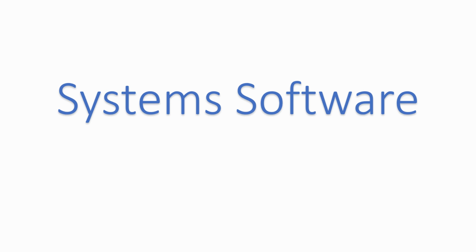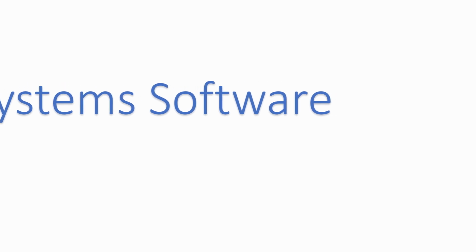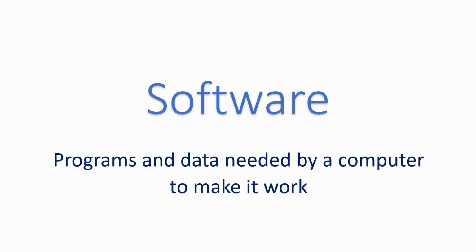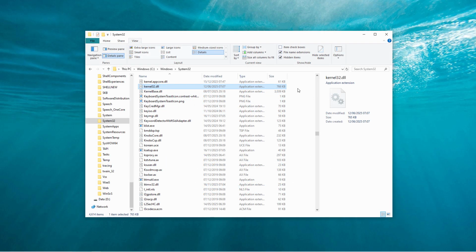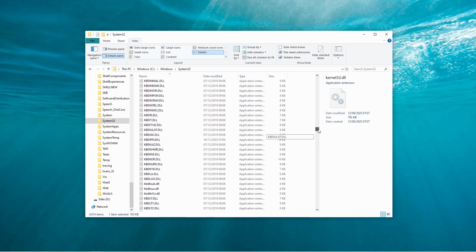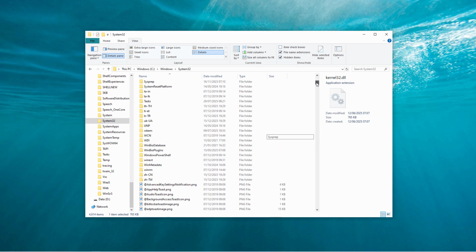In this lesson, you'll learn about systems software, particularly the functions of an operating system. But before you do, let's briefly consider what is software. Software is the programs and data needed by a computer to do pretty much anything. It's the instructions and any other information a computer must have to make it work. Software is computer code and binary encoded data.